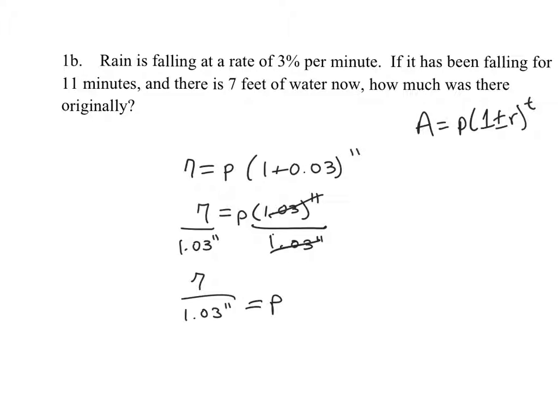And once we do this division over here, we'll end up getting 5.056948936 and on. We will then round to the nearest tenth, which will give us 5, making that the original amount of water there was to begin with, 11 minutes before.